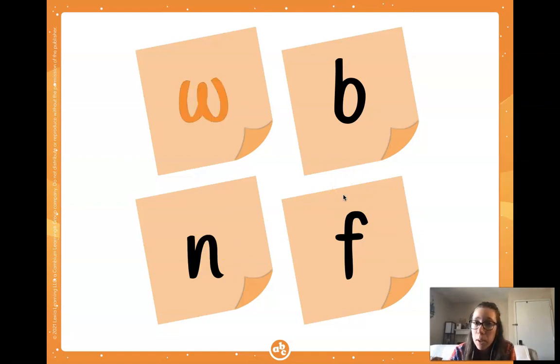What sound does W make? Good, W says W. What sound does B make? Good, B says B. What sound does N make? Good, N says N. And what sound does F make? Wonderful, F says F.